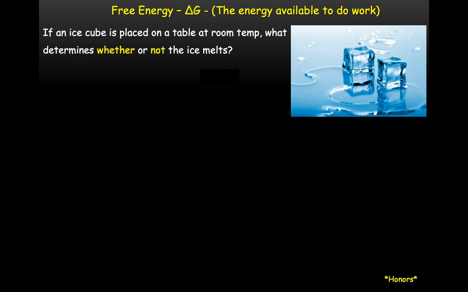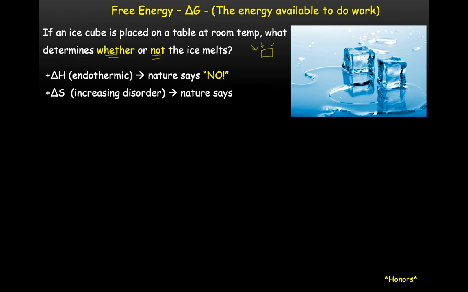I want to bring up a little situation with ice melting. If you take an ice cube and put it on a table, that ice cube is going to melt. We all know that. So if an ice cube is placed on a table at room temperature, what determines whether or not the ice cube melts? If we think about this, number one, this is going to be endothermic, right? Because heat has to go into the substance for it to melt. But we talked about endothermic reactions not being spontaneous. Most often, it's exothermic reactions that are going to be spontaneous. In this case, endothermic reactions are not supposed to happen according to the rule of enthalpy, but we know that the ice melts anyway.